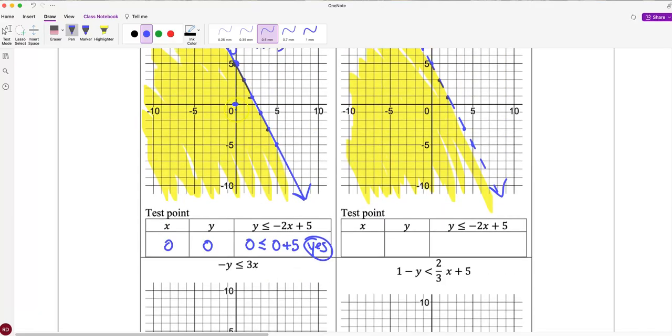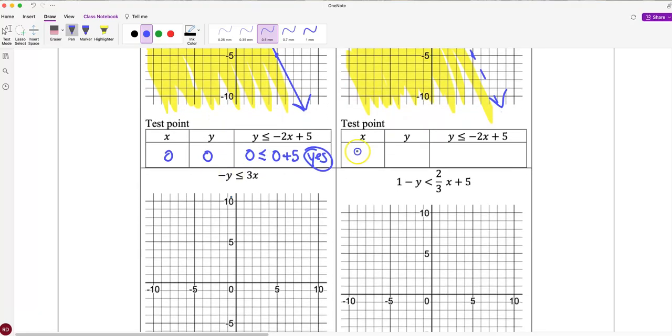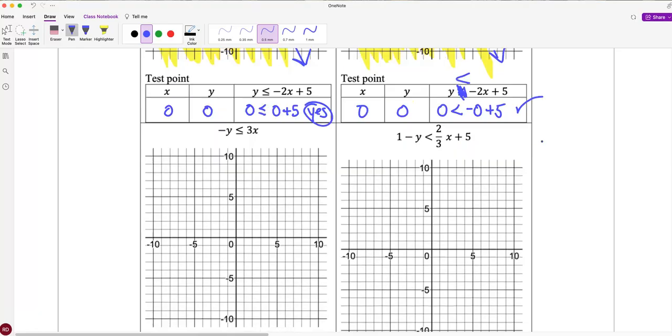If I look at the next one, same thing, 0, 0, and this one, instead of less than or equal to, is strictly less than. Is 0 less than negative 0 plus 5? The answer is yes. 0, 0 is part of that solution.